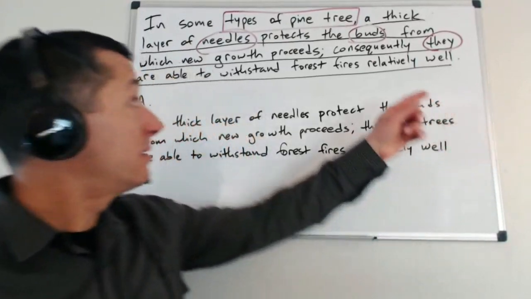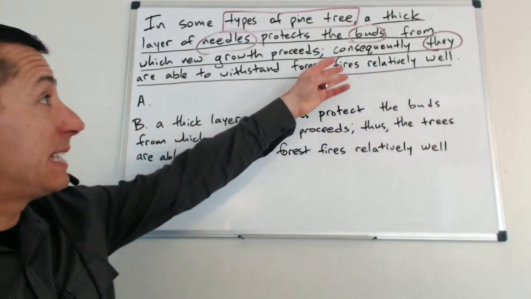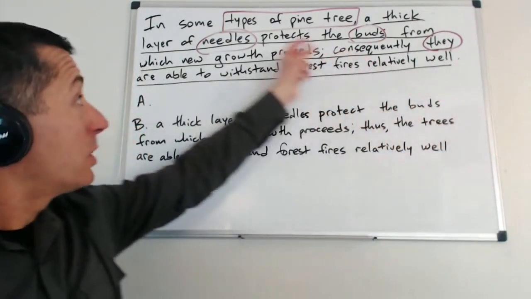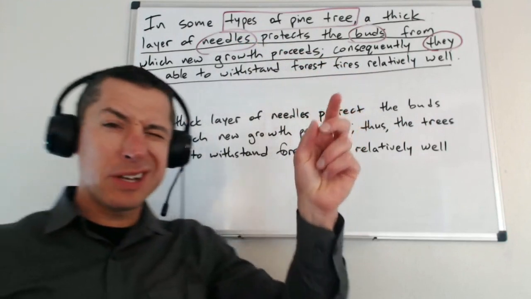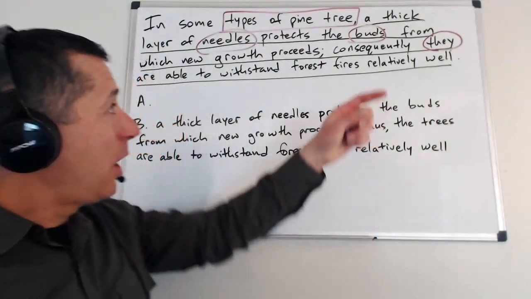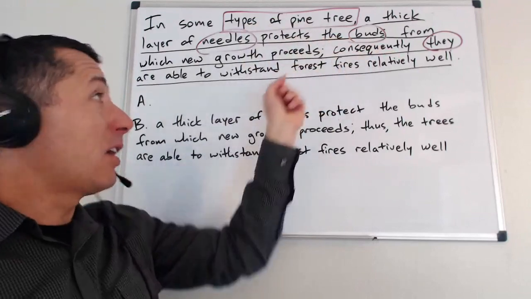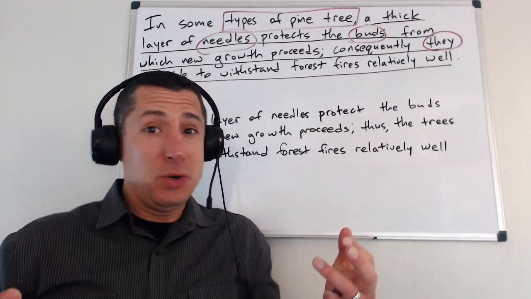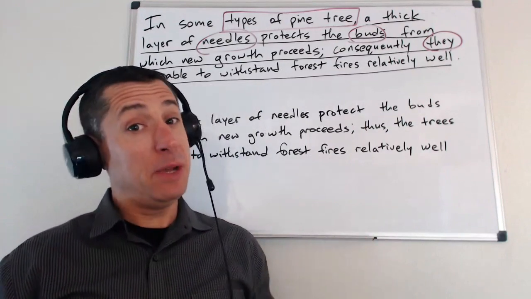That's ambiguous. So does they refer to the buds? I guess that makes sense. Consequently, the buds are able to withstand forest fires relatively well. Or does it refer to needles? The needles are able to withstand the forest fires relatively well? Not sure we're saying that. Are we saying the types of pine tree are able to withstand the forest fires relatively well? Maybe it's all three. Who knows? Is that confusing? Maybe we could argue that it's ambiguous.